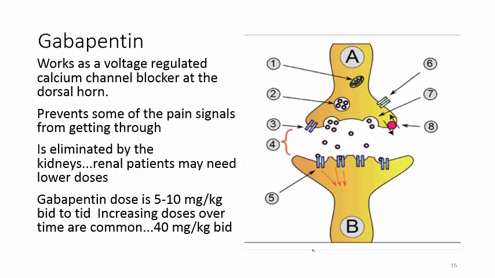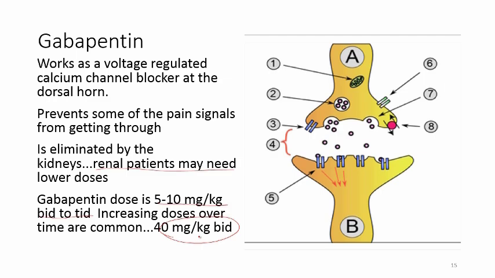It's going to prevent some of these pain signals from getting through. That's how it works. And it's eliminated by the kidneys, so we must remember that renal patients need lower doses. And our gabapentin dose generally is 5 to 10 mg per kg BID to TID, and you can increase the dose over time, up to 40 milligrams per kilogram BID.